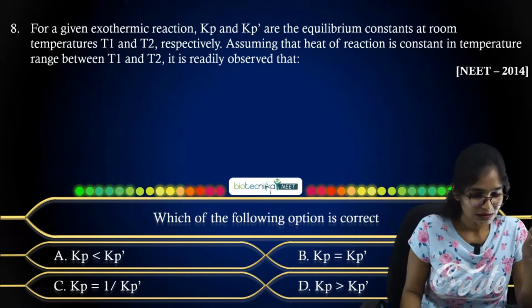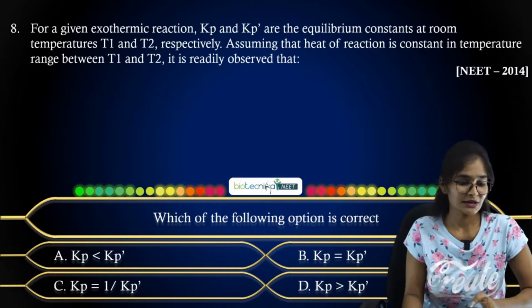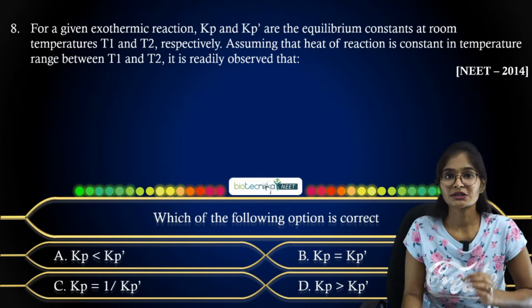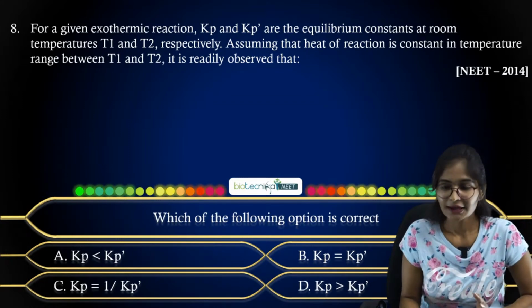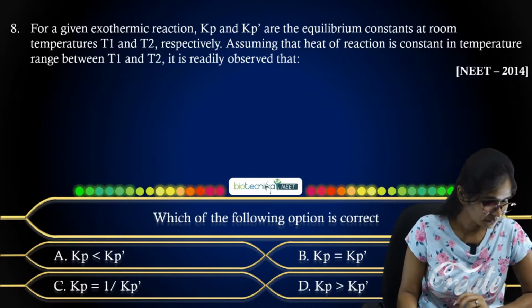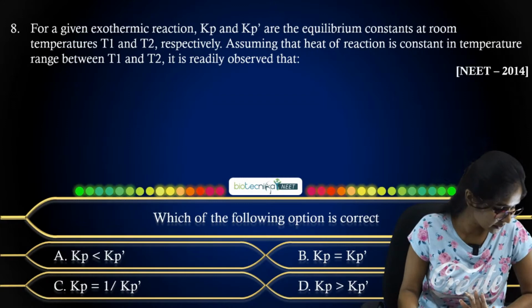Now coming to the options, where they have given Kp is less than Kp dash, and Kp is equal to Kp dash, and Kp is equal to 1 by Kp dash, in the sense it is inversely proportional, and option D where Kp is greater than Kp dash. So just let me know the answer for this question. Yes, quickly, with respect to the equilibrium constant.